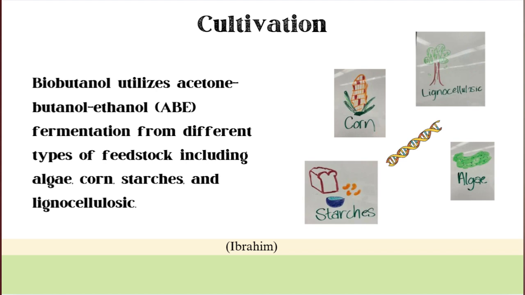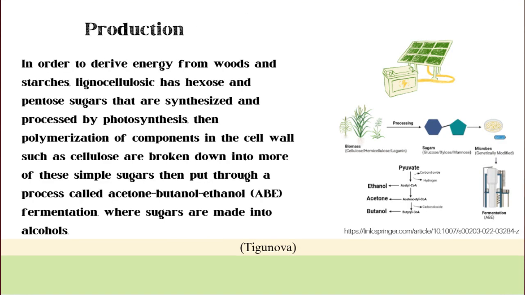So biobutanol utilizes acetone, butanol, ethanol fermentation from different types of feedstock, including algae, corn, starches, and lignocellulosic. Lignocellulosic being the most popular. So for production, in order to derive energy from wood and starches, lignocellulosic has hexose and pentose sugars that are synthesized and processed by photosynthesis. Then polymerization of components in the cell wall, such as cellulose, are broken down into more of these simple sugars, then put through a process called acetone, butanol, ethanol, or ABE fermentation, where the sugars are made into alcohols.